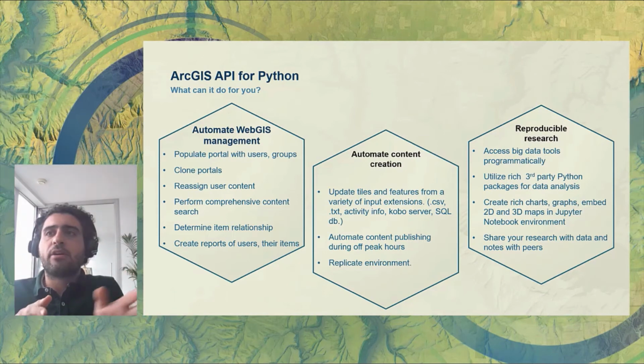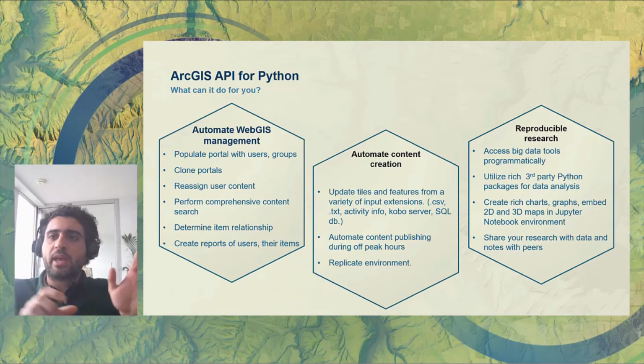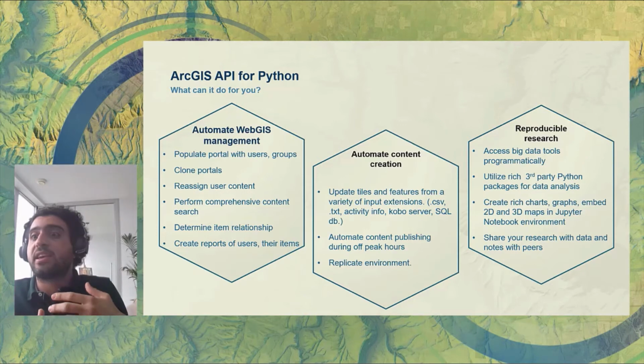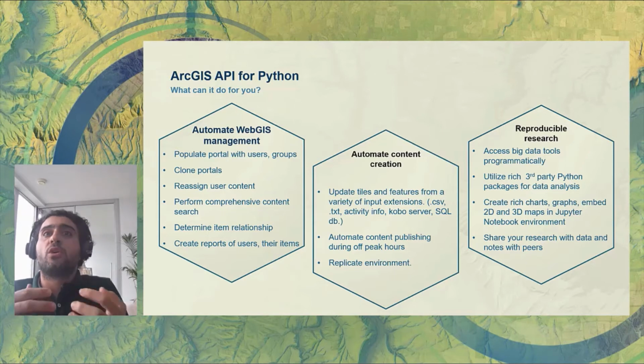If we want to categorize the Python API, it fits under 3 models. So we can automate our WebGIS management, and we talked about the users, the groups, who owns what, how we determine the relationships of the items, who's owning this item, how we reassign context in case a user is out, so on and so forth.